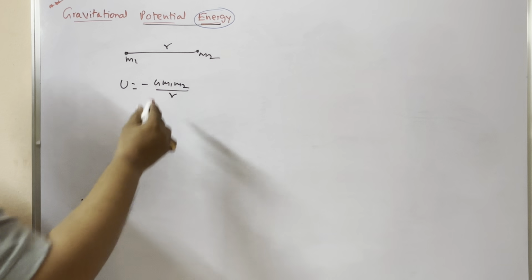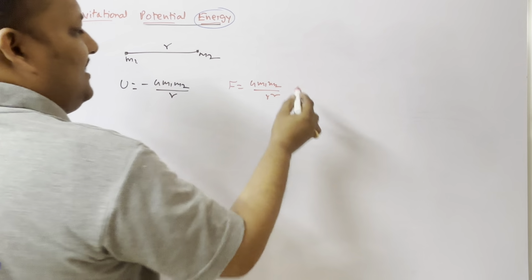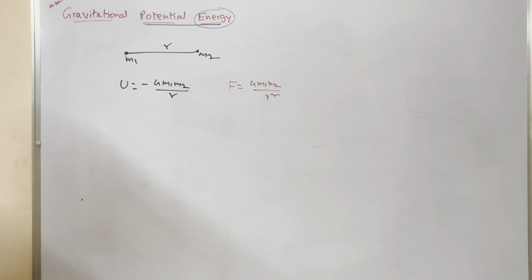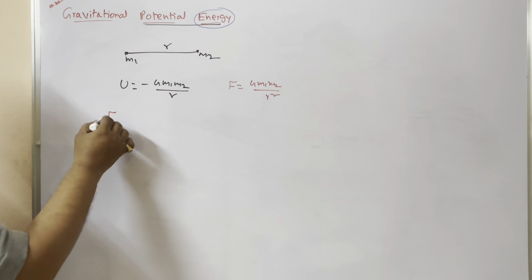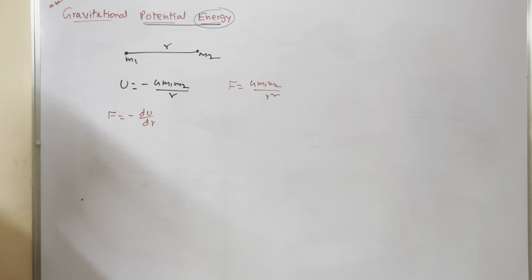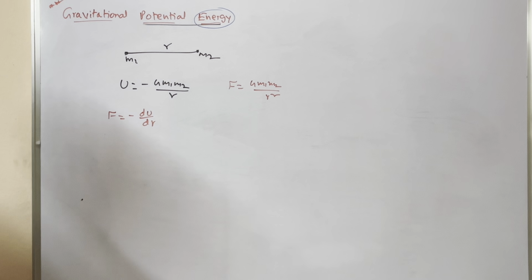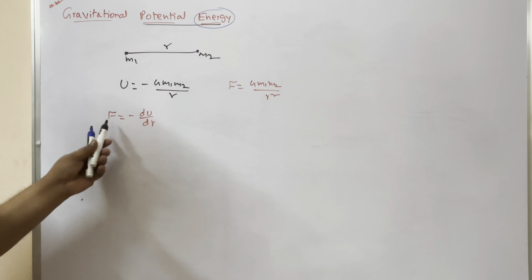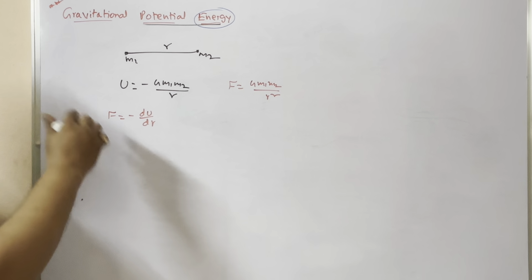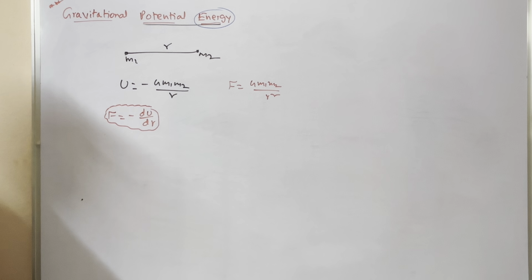Now what is the gravitational force we said? F is equal to G m1 m2 by r square. Between these two, one relation will be there, between force and energy. In the work energy power lesson we discussed F is equal to minus dU by dr. Do you remember? The negative potential energy gradient we call force. Gravitational force is a conservative force. So there we discussed in work energy power, F is equal to minus dU by dr.